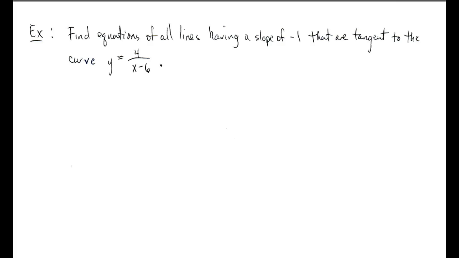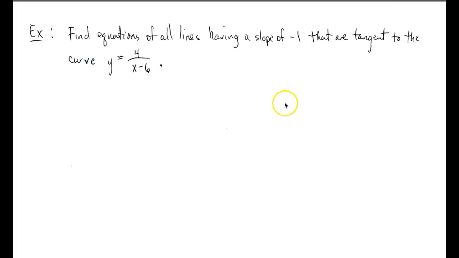All right, so looking at our next example here, we kind of want to take a different route, and now we want to find the equations of all lines having a slope of -1 that are tangent to the curve 4 divided by x minus 6. So the first thing that we want to do, it's not necessary to do this for this problem, but I like to do these things just to give me a visual interpretation of what's going on before I start working on a problem. Let's actually sketch a graph of 4 divided by x minus 6 and see what this is all about.